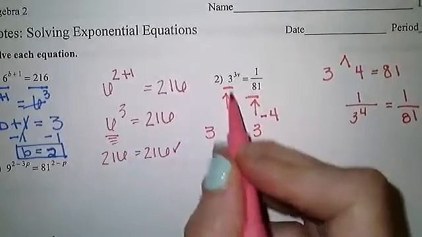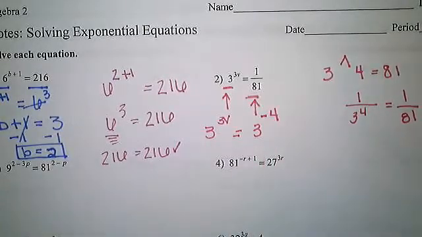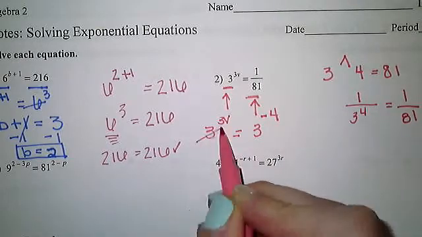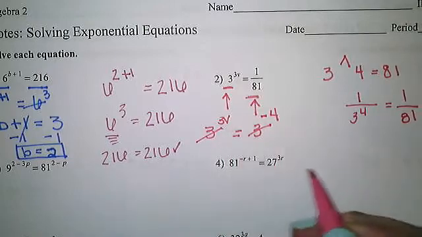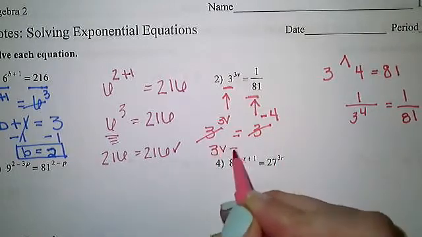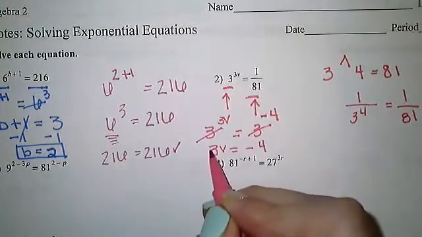We're going to keep this expression the same because it already has the smaller number, or smaller base. And then we can go ahead and cross them off and set our exponents equal to each other. So 3v equals negative 4. We can divide both sides by 3.